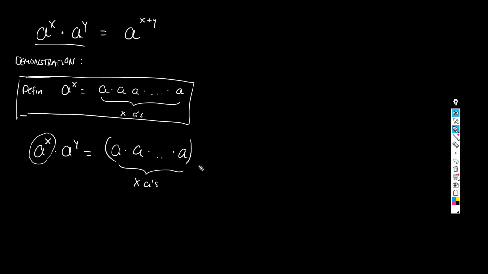And then we have a times. So I'm going to place that times. And then we have all of this, a to the y, which by definition should be equal to a times, and so on, times a. How many a's do I have in here? I have y a's, according to my exponent. You see? Okay. What do I do next?